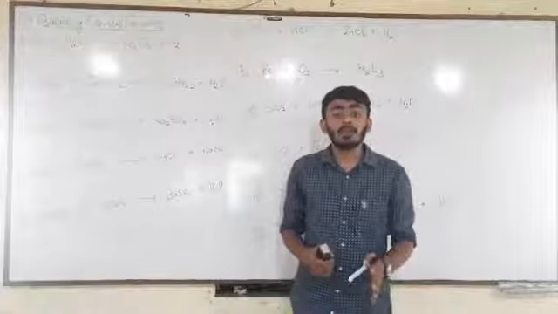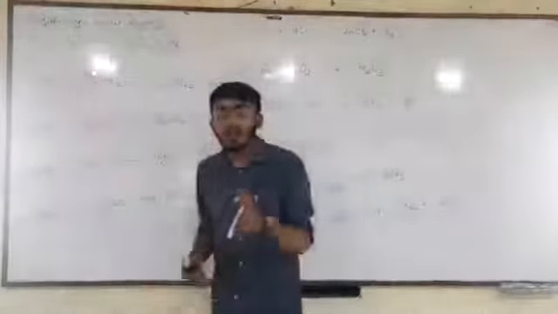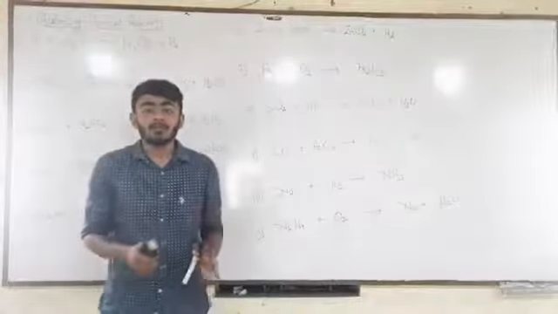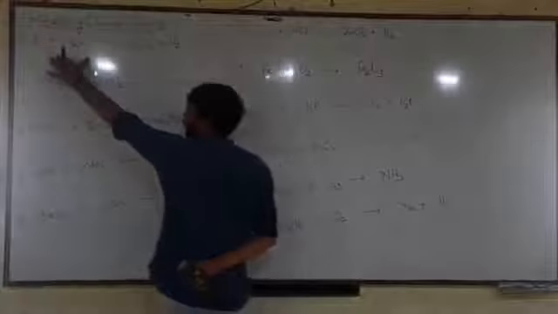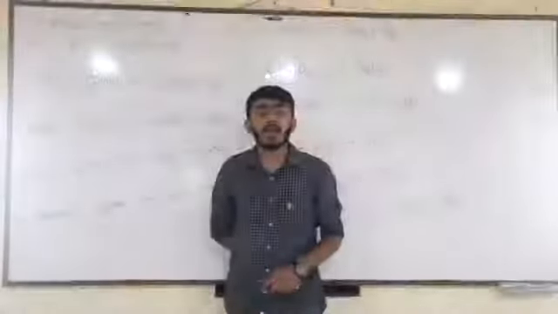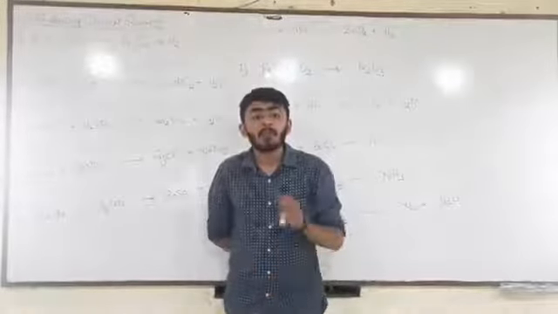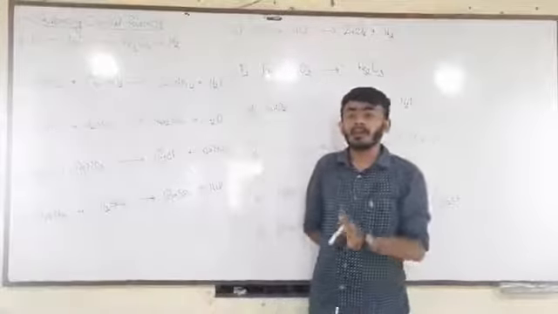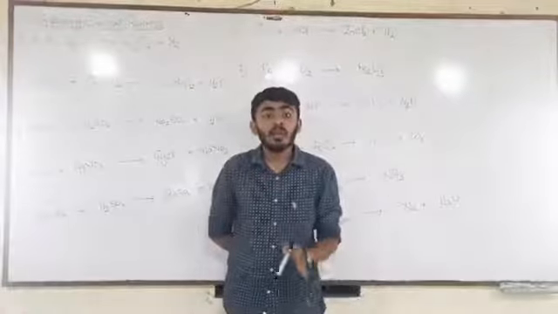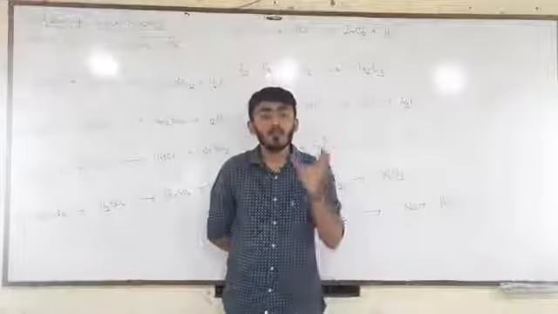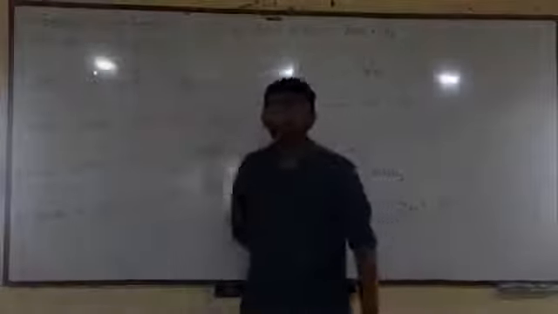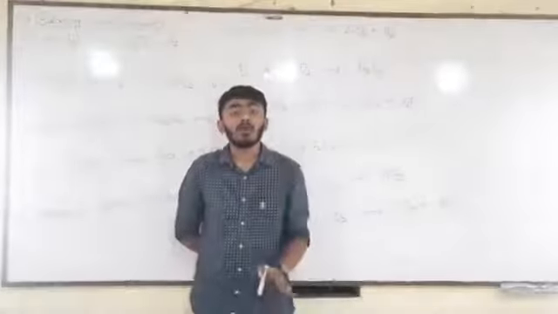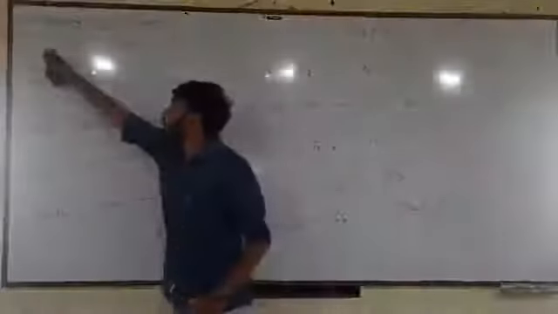Everything is having two things: reactants and products. On the left hand side what we are having is always reactants, whereas on the right hand side what we are having is products. The main aim of balancing the equation is we need to have an equal number of atoms on the reactant side as well as on the product side without changing the forms of molecules.